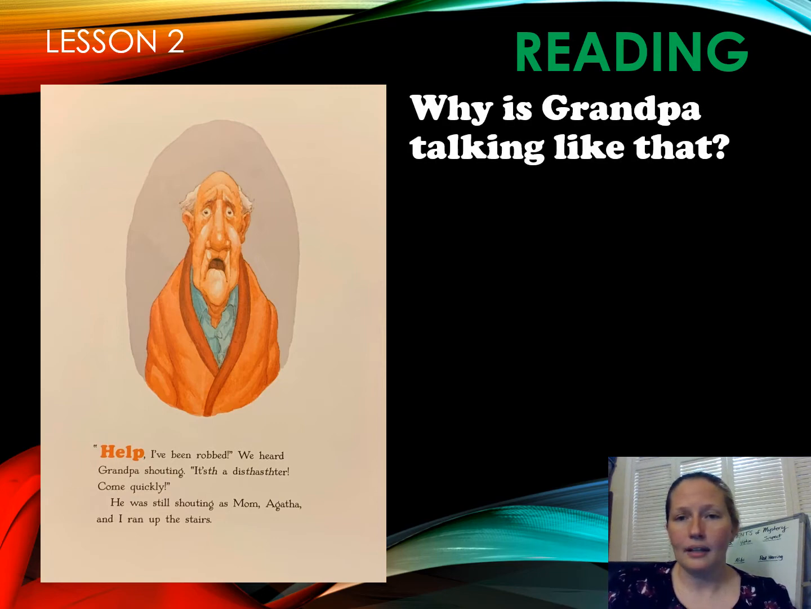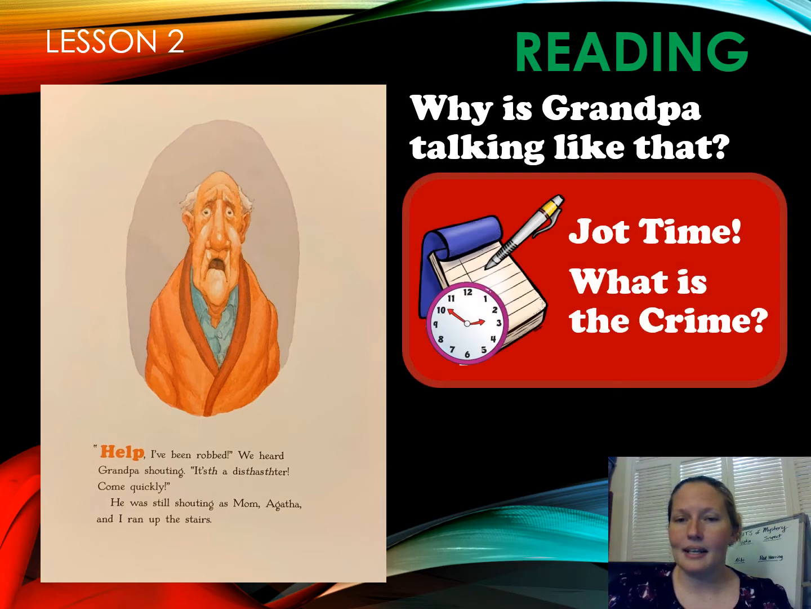Okay, so let's talk about why Grandpa is talking like that. Why is he going, disaster? Well, if we look, what is he missing? His teeth, okay? And then that brings us to the next part. What is the crime? Right off the bat, you kind of knew from the cover or the title. What is the crime? Missing teeth.